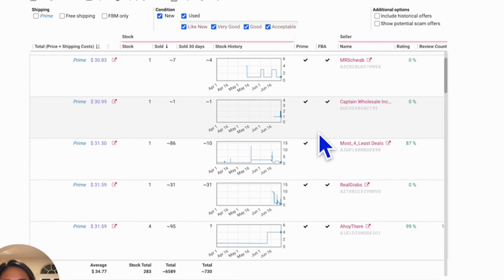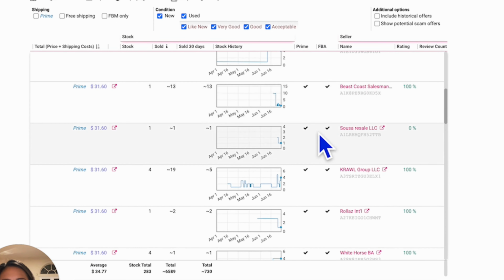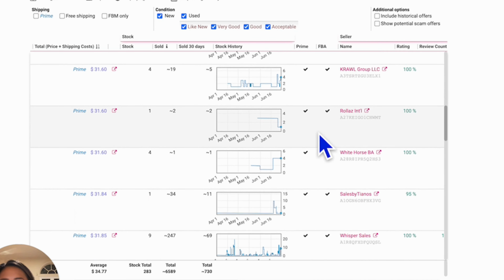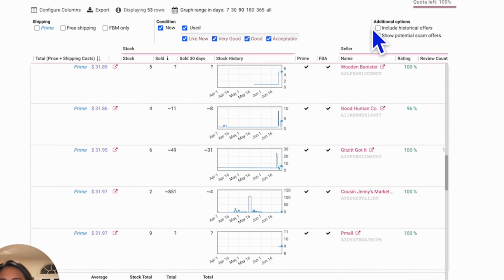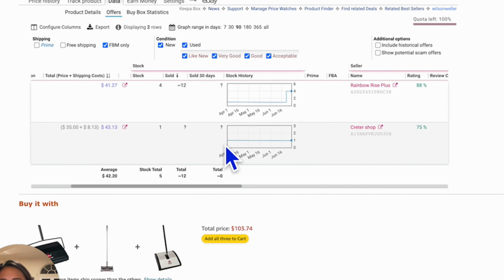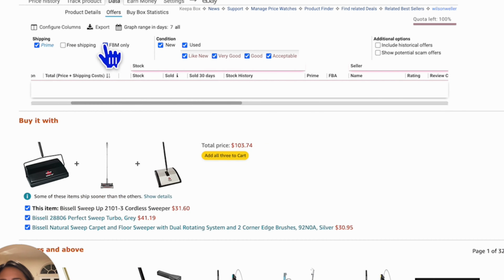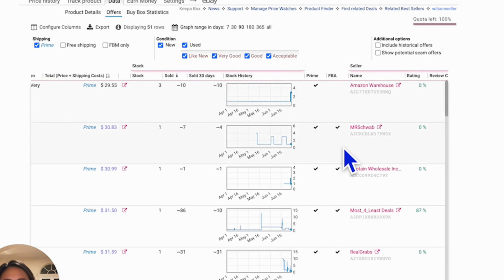So all of these sellers are selling this FBA, which is good for us, which means that if you send it FBA, you're going to get priority, because sometimes it would say FBM only. See, look, there's only 2 people selling FBM, which means that this is primarily being sold as an FBA product right here. So we can see that.